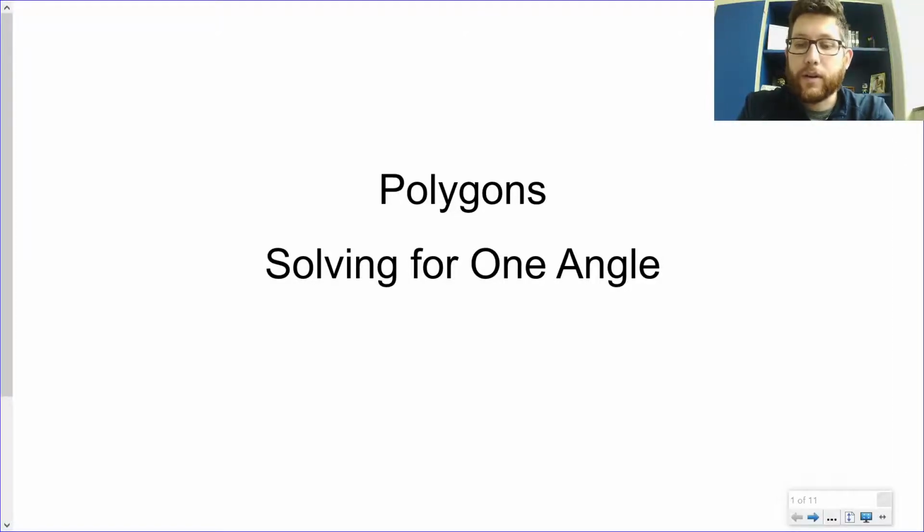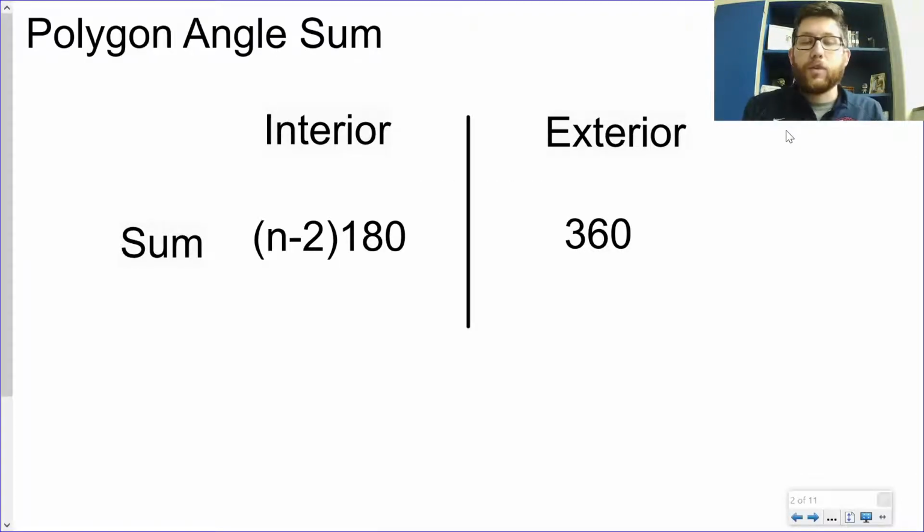In this video, we're going to take a look at polygons, and we're going to look at solving for one angle inside of polygons. So before we do that, let's review. We've got two formulas so far. We're going to learn about two more today.